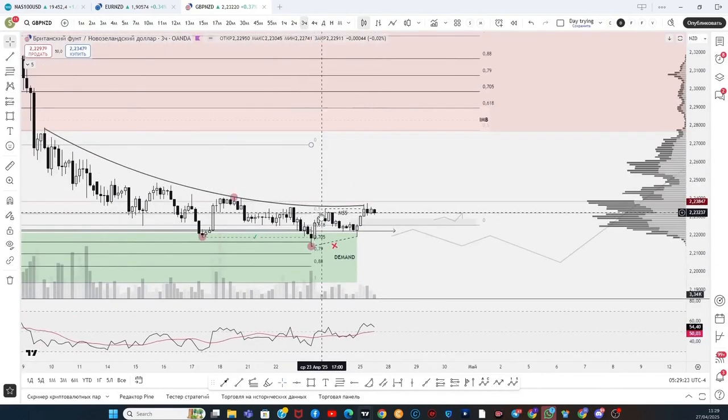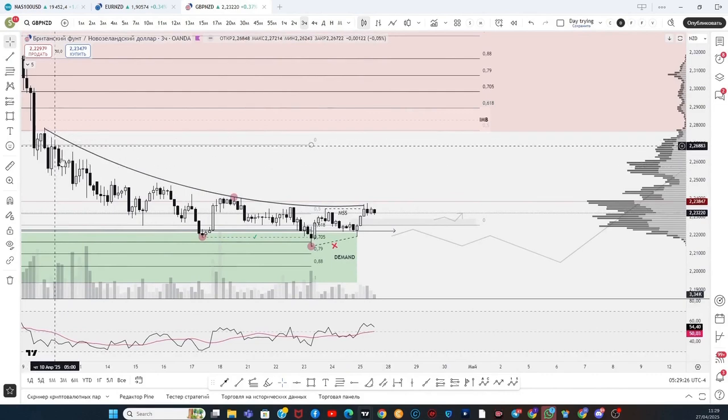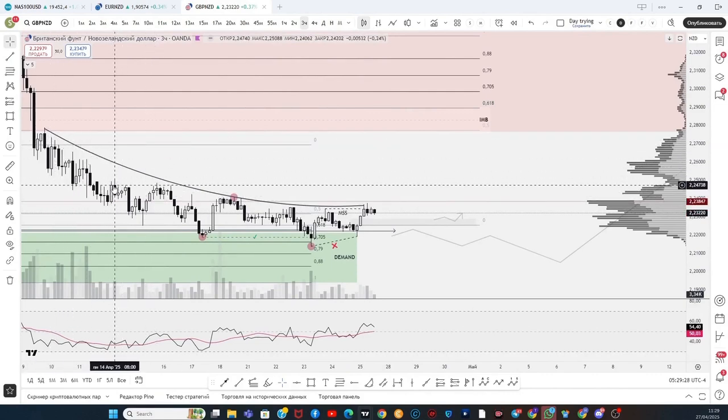There is compression that we left. That is, within this movement, we didn't take anything off. Absolutely nothing. Only here.